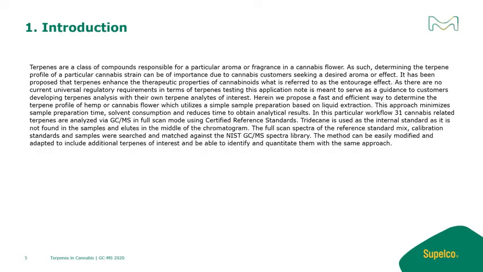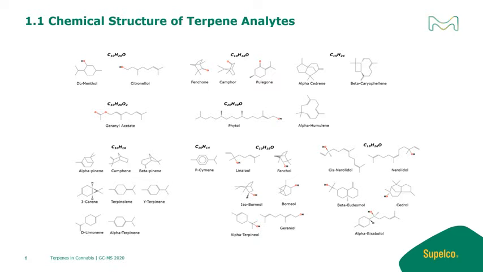Although sometimes used interchangeably with terpenes, terpenoids or isoprenoids are modified terpenes as they contain additional functional groups, usually oxygen containing. Terpenes are hydrocarbons. Terpenes are also a major biosynthetic building block. For example, steroids are a derivative of the triterpene squalene. Here are the analytes, terpenes and terpenoids, analyzed from cannabis flower, which we'll be discussing throughout this presentation.